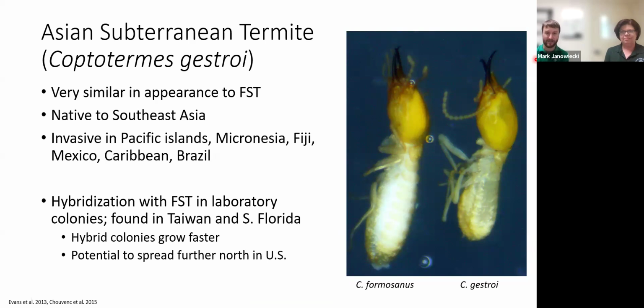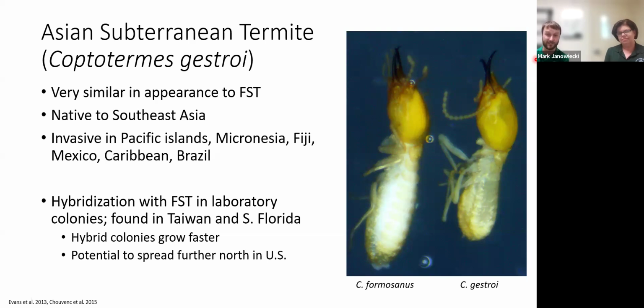What's important is in 3 places, in Taiwan, Hawaii, and South Florida, these 2 species occur together where they never had been in overlapping ranges. And what they found in these areas is that hybridization can occur. So these alates, when they fly at the same time, will hybridize. Initially, the colonies grew faster. And since this time, these hybrids have been found in the field.